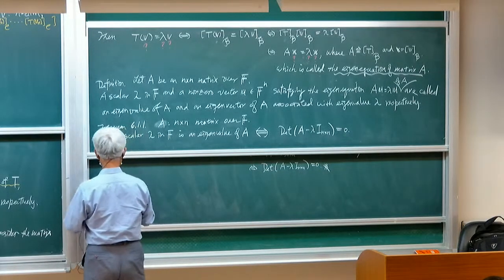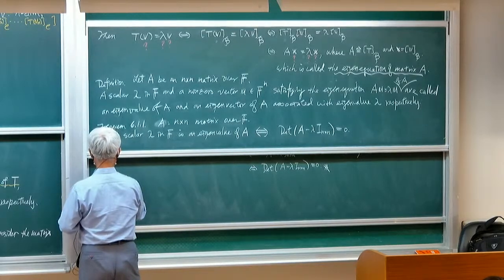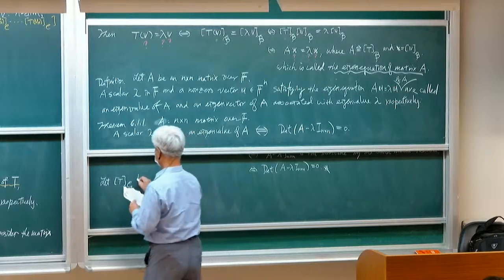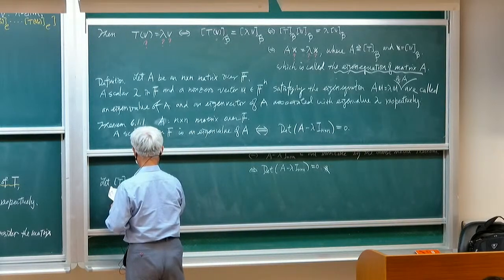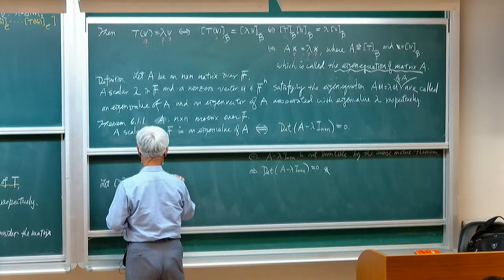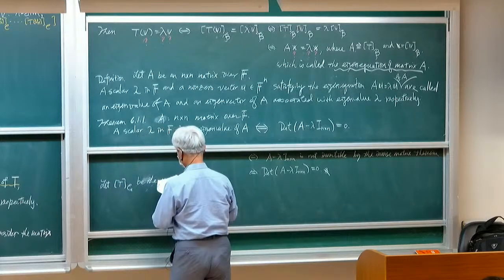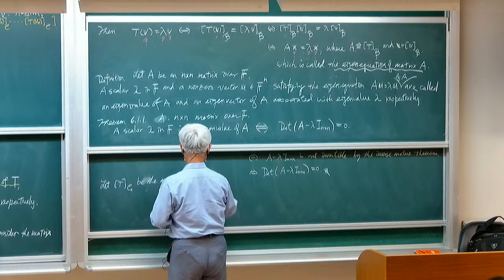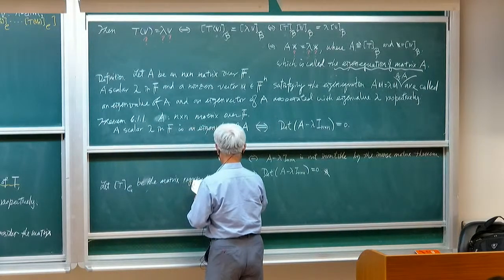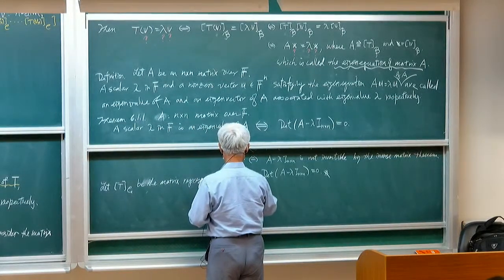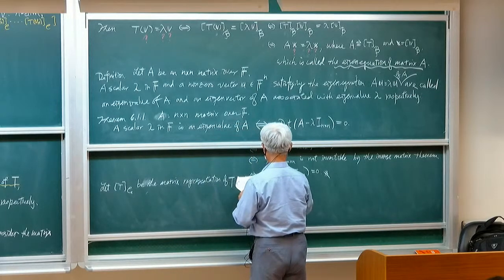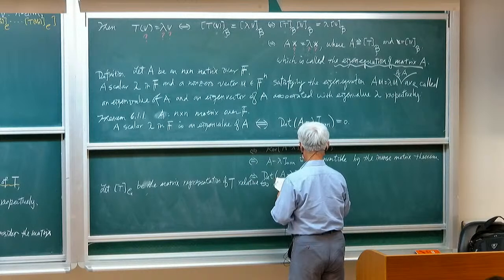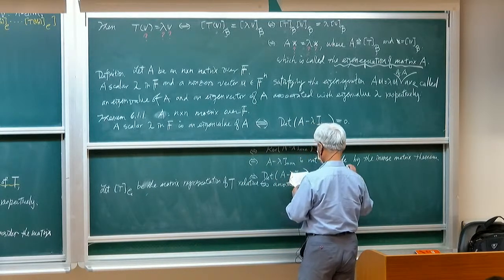Okay, so the puzzle is, let this matrix be the matrix representation of T relative to another basis C for V.